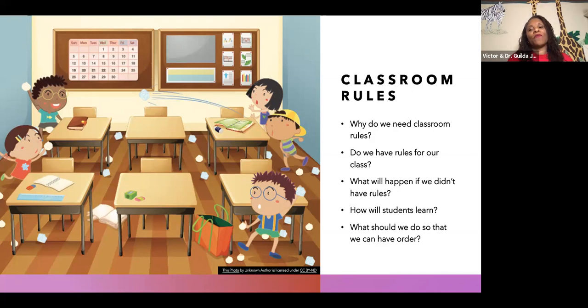Now, what will happen if we didn't have the rules is not only would we not follow the instructions and directions that need to be done, there may be some students who basically do no schoolwork. How will students learn? What should we do so that we can have order in the classroom? Well, what we do is we have rules, and that's what we're going to be talking about today.